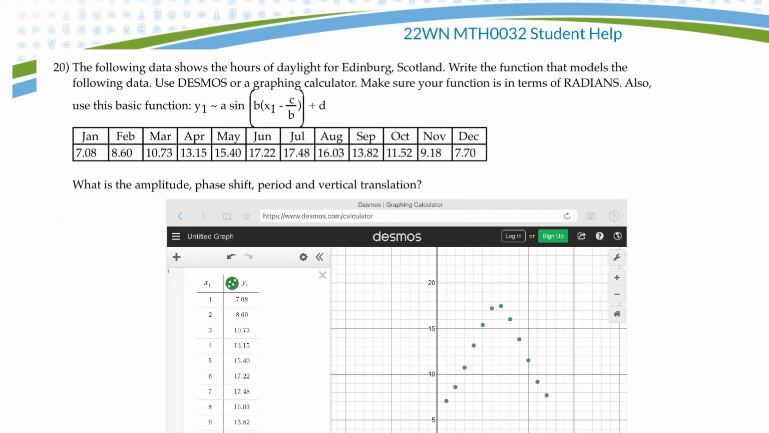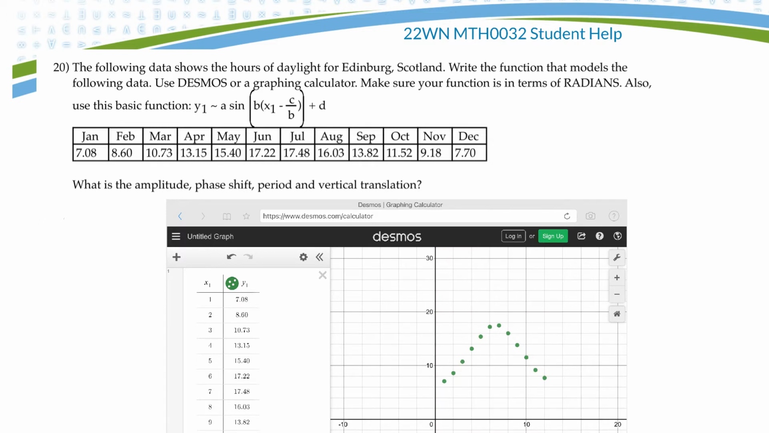I can zoom in or change stuff in the graph. But it looks like that's one period of a graph, and it makes sense for a yearly kind of hours of daylight to be a periodic type function. So now I want to determine a function that models that data. The question says, what's the amplitude, phase shift, period, and vertical translation? We'll get that when we model the function.